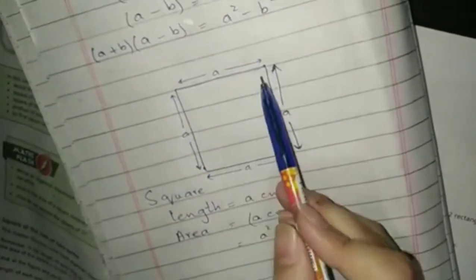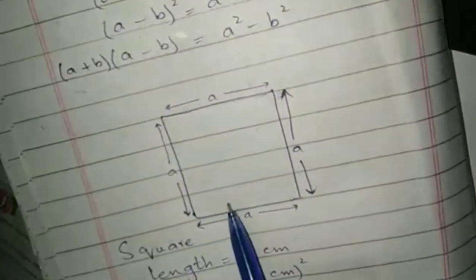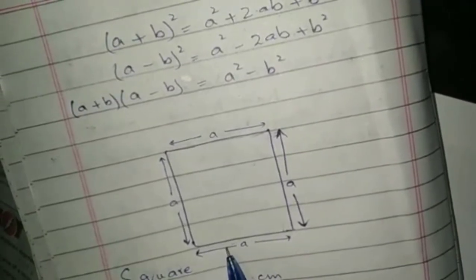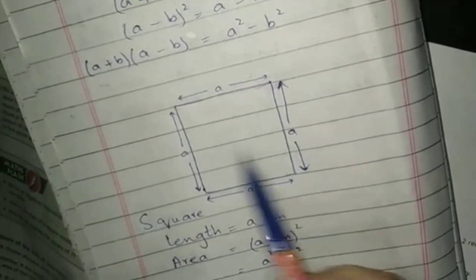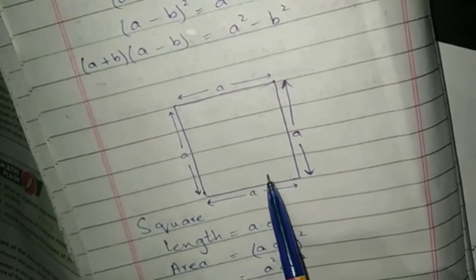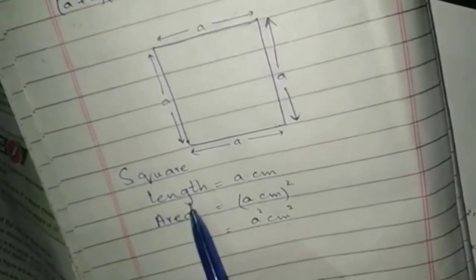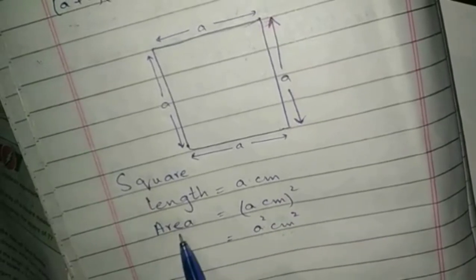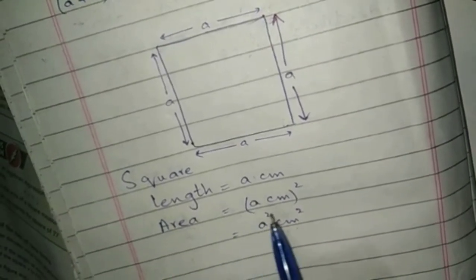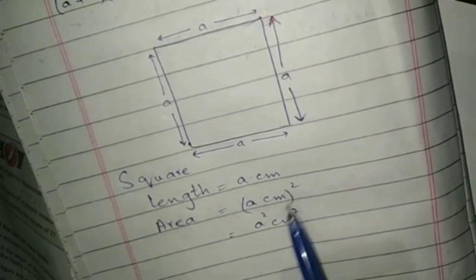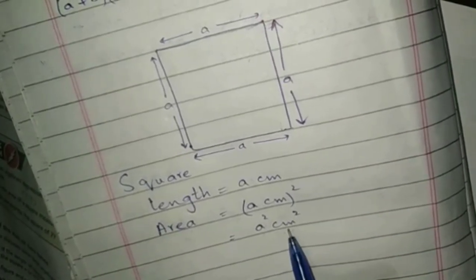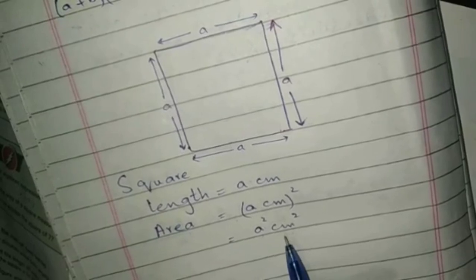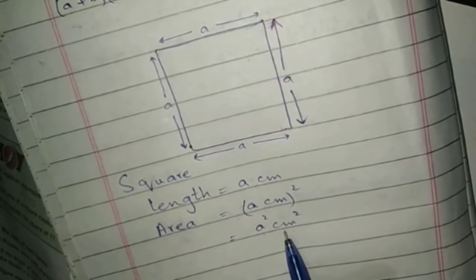Let's suppose this is a square. In a square, length and breadth will be the same. Let the length be equal to a, so all sides will be equal to a because it is a square. Let's suppose the length is a centimeter. Then the area of the square will be a centimeter whole square, so the answer is a square centimeter square, as we know that the unit of area of a square is always in square terms.